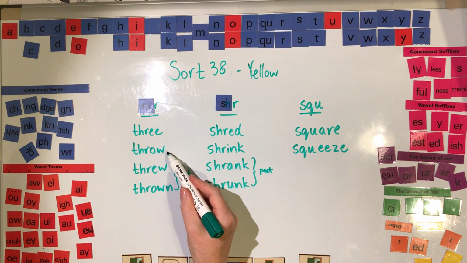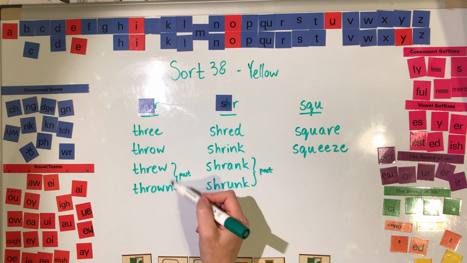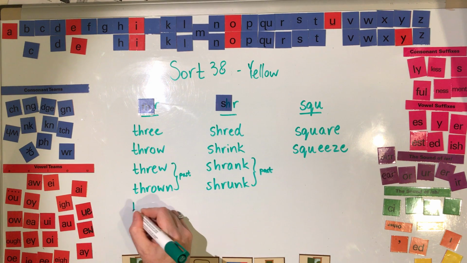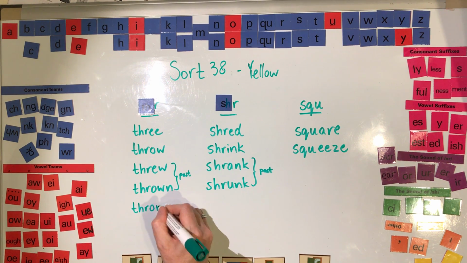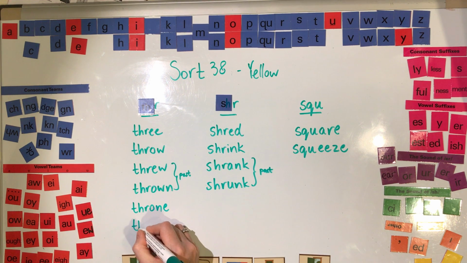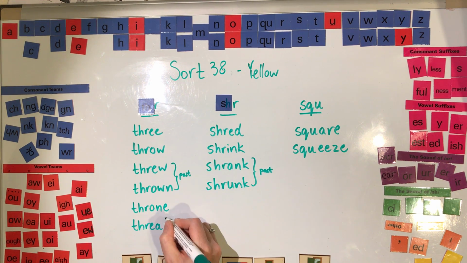And that's the same with throw. So this is current or future, this is past tense. Okay, we've also got thrown. We've got threat. So I'm going to give you a threat. You must do your spelling homework.